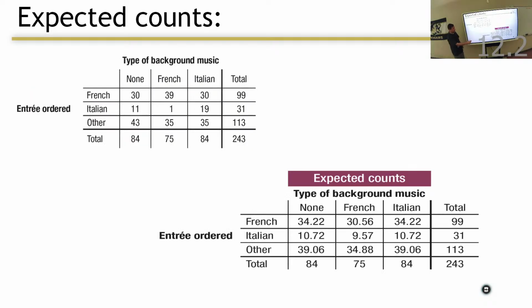So it's kind of like GOF where you have categories minus 1. How many categories are there? None, French, Italian, other, minus 1. Multiply the two together.